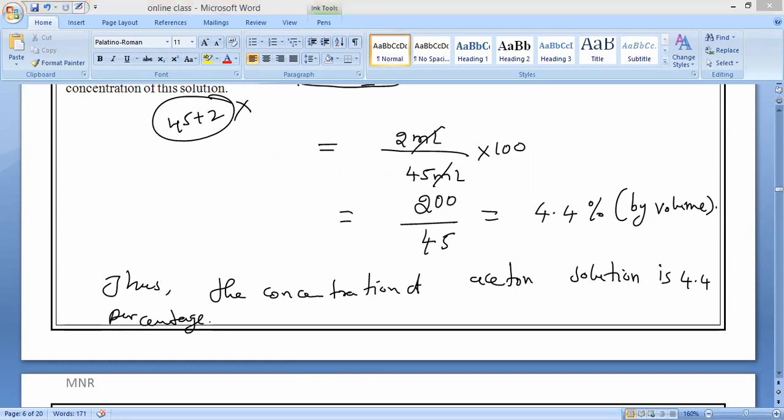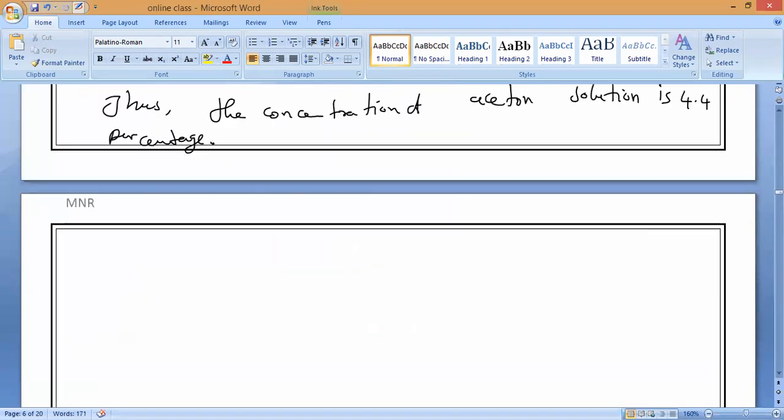4.4%. Is it okay, everyone? So this is the statement you have to write. All of you should write that statement. Understand, everyone? All of you should remember.